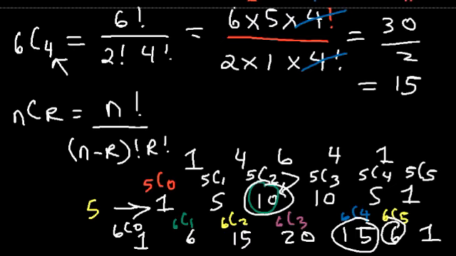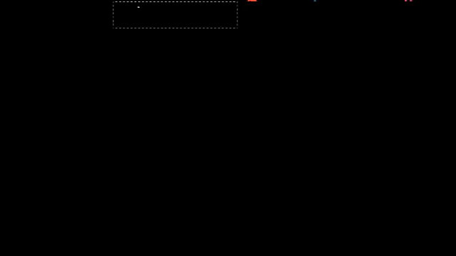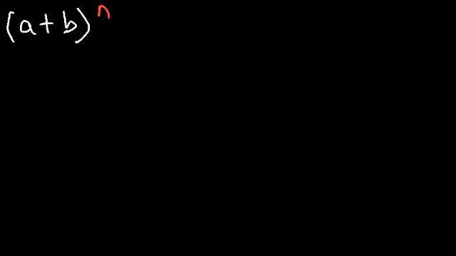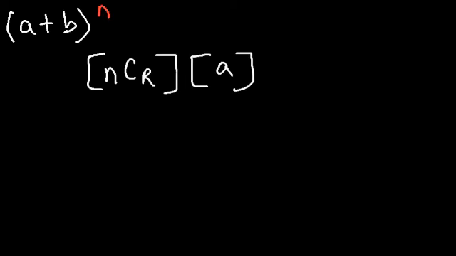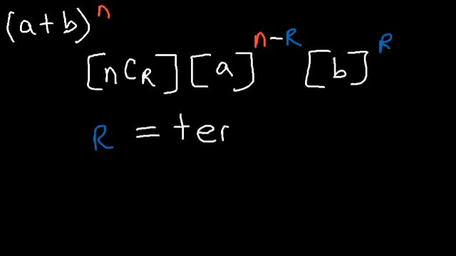Now this is going to help us find any term whenever we need to expand it. So if we have the expression a plus b raised to the nth power, and we wish to find a certain term, we can use this expression: nCr times a raised to the n minus r, times b raised to the r power, where r is basically the term minus 1.